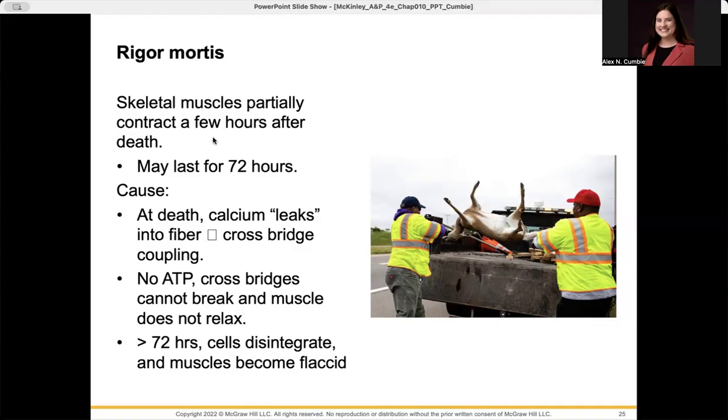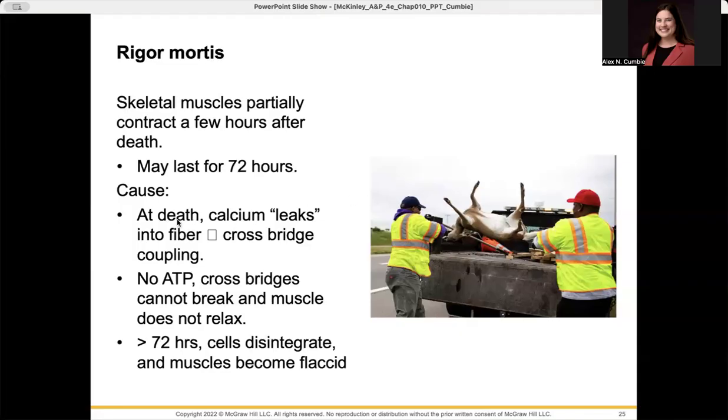Skeletal muscle, when an individual passes away, can remain partially contracted for several hours after death. As you can see with this deer here, instead of all of its legs just laying off to the side, they are in this upright position, as if you were to stand the deer, they could stand because those muscles are contracted. This typically can last for up to 72 hours, okay? And eventually, those contractions will break down. So rigor mortis is not something that just stays forever.